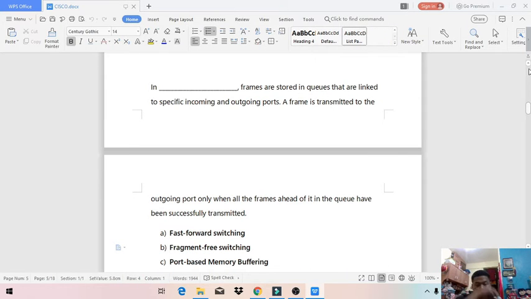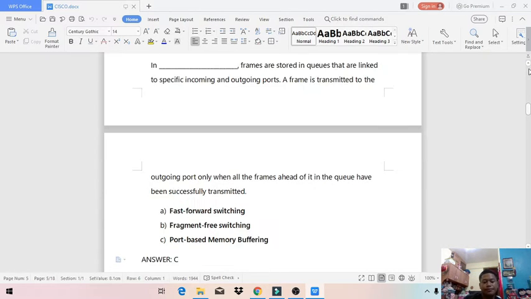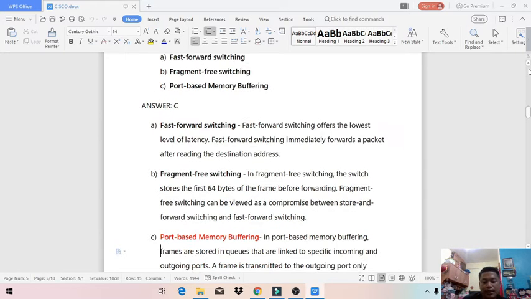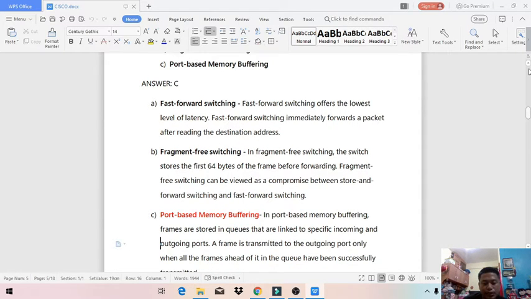Next is: in blank, frames are stored in queues that are linked to specific incoming and outgoing ports. A frame is transmitted to the outgoing port only when all the frames ahead of it in the queue have been successfully transmitted. So the correct answer is letter C. Why? Because port-based memory buffering stores frames in queues that are linked to specific incoming and outgoing ports, while letter A and letter B are store-and-forward or fast-forward switching. So the correct answer is letter C.